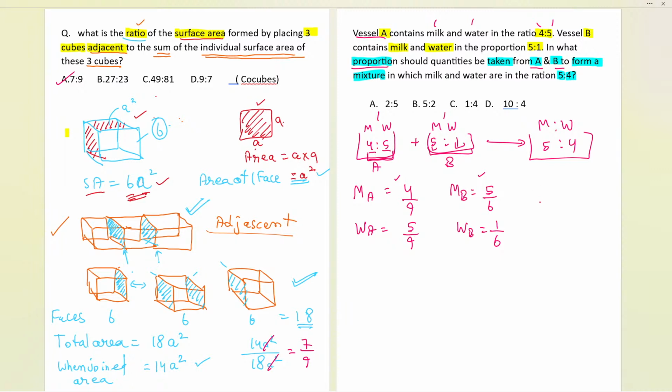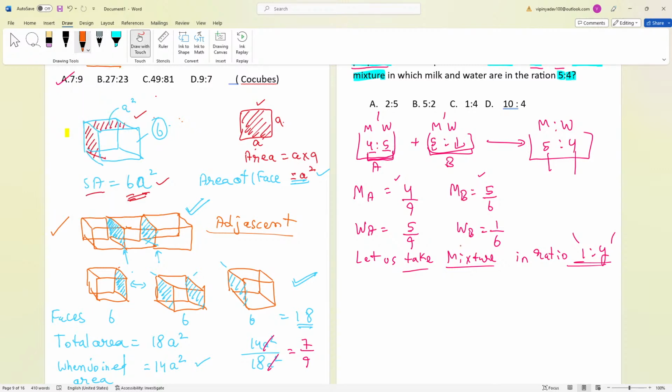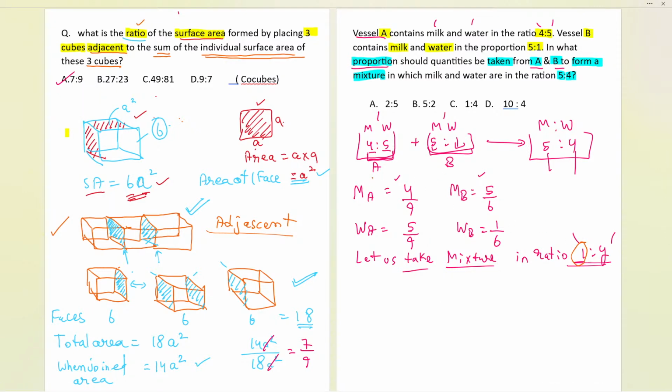So I'm going to assume now, let us take the mixture ratio, whatever mixture we are adding over here, in the ratio 1:y. If I take the 1:y ratio, I will be getting the final ratio as 5:4. So let us now try to find what we are going to get. If I take 1 part of the first vessel, and if I write only milk, that will be 1 times 4 by 9. If I take part B over here, that will be y, the y proportion that we are taking.